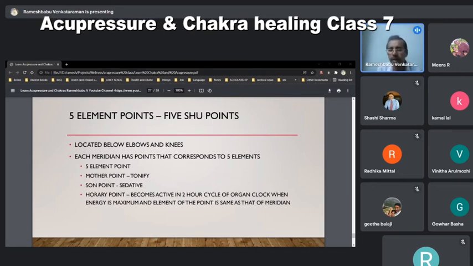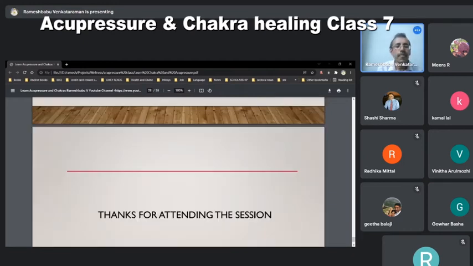I think I missed the slide here. So we will discuss this more in detail in the next class. So I will not go through that now. So mother point and sun point are used for tonification, sedation, right? So that's what we discussed in the last class.